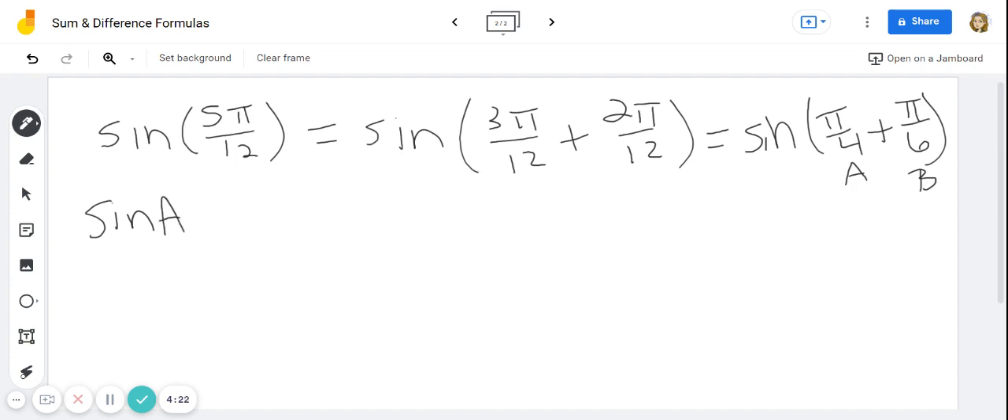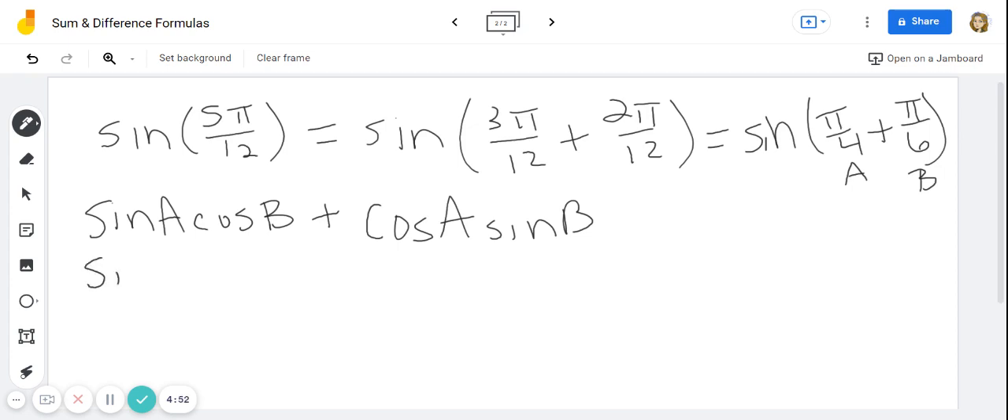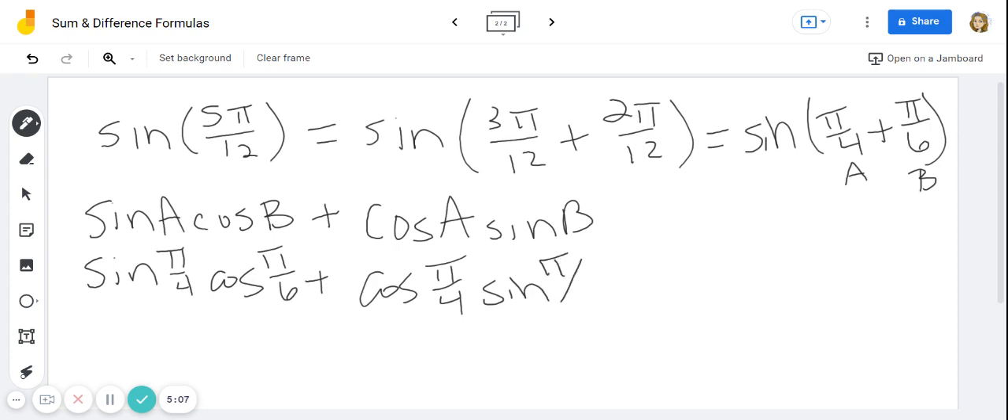Now, that formula for sine of A plus B was sine of A times cosine of B plus cosine of A times sine of B. Now we want to plug in values. So we want sine of pi over 4, because that's our A, times cosine of pi over 6 plus cosine of pi over 4 times sine of pi over 6. Let's plug in those values.